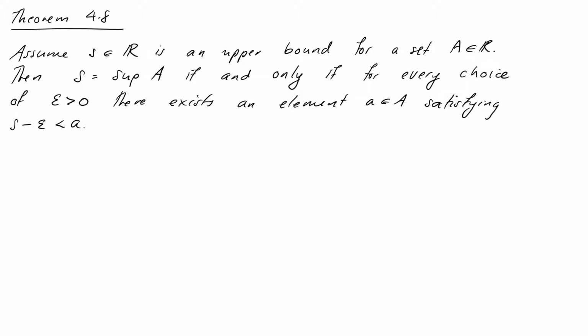Next up, we've got a pretty useful theorem, which is an alternative characterization of the supremum. The setup for the theorem is that S is an upper bound for a set A, and then S equals sup A if and only if for every choice of epsilon greater than 0 there exists an element a satisfying S minus epsilon is less than a. Taking a zoomed out look at this, it is an if and only if statement, which means that the statements on either side have got to be logically equivalent. So what we're setting up here is an alternative characterization of the supremum. We're showing that the definition on the right, for every choice of epsilon there exists such an element, is going to be equivalent to S as the supremum of A.